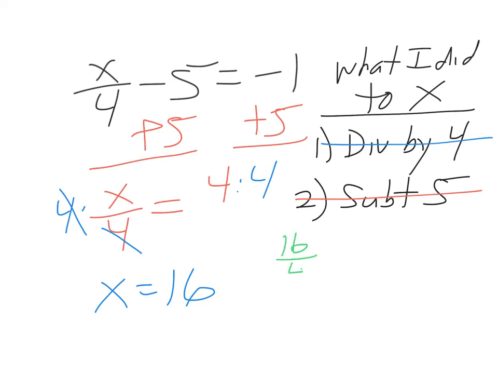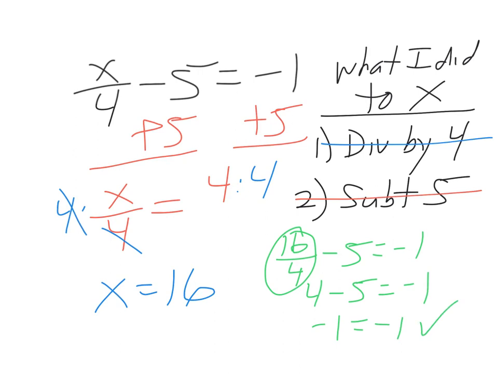But let's make sure that's correct. 16 divided by 4 minus 5, does that equal -1? 16 divided by 4 is 4, minus 5, does that equal -1? And of course 4 minus 5 is -1, so -1 equals -1, so I am, in fact, correct. So that's what it takes to solve a two-step equation.